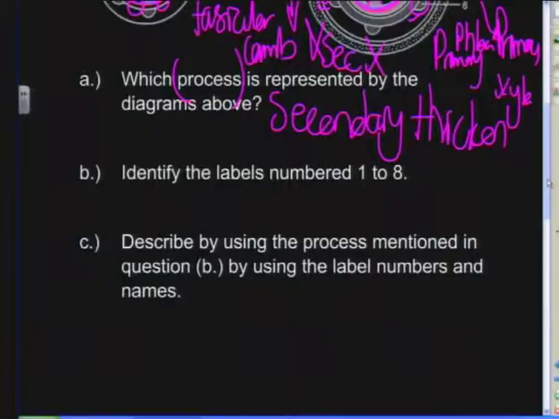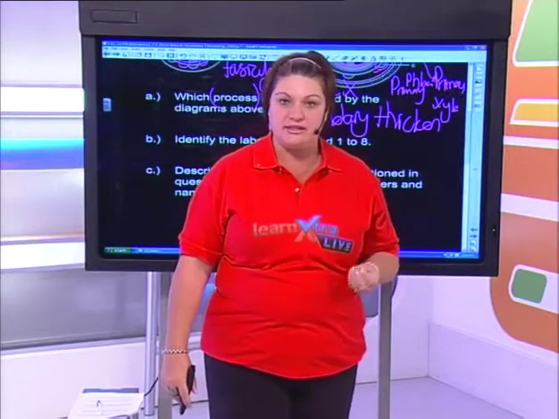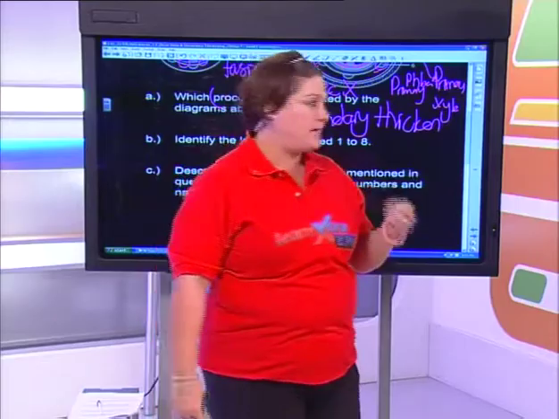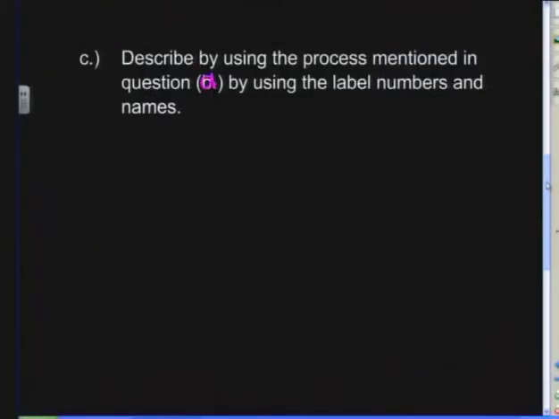Describe, by using the process mentioned in question B, by using the label numbers and the names. That should actually have been the A. There we go, secondary thickening. Now they ask you to describe. When you describe, you actually have to write a full sentence. So what did we say is happening in secondary thickening?